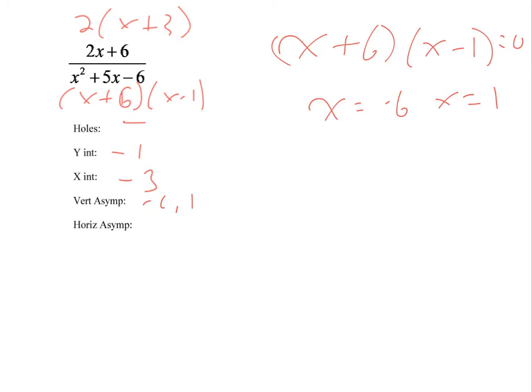And our horizontal asymptote, notice that the degree of the top is 1, and the degree of the bottom is 2, because I have an x to the first over an x squared. The degree of the top is less than the degree of the bottom, so once again, my horizontal asymptote is 0. Let's move on to our next slide.